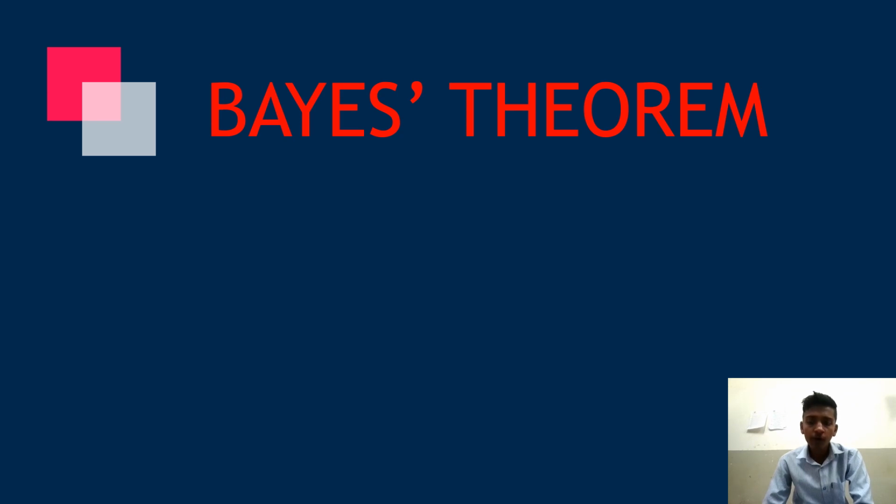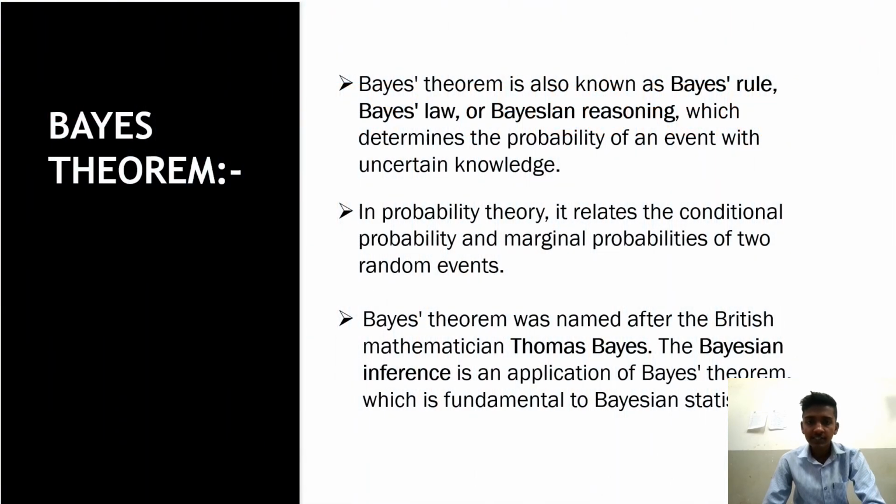Now we will start with our most important topic, that is Bayes theorem. Now we will see the introduction of Bayes theorem. Bayes theorem is also known as Bayes rule, Bayes law or Bayesian reasoning, which determines the probability of an event with uncertain knowledge. In probability theory, it relates the conditional probability and marginal probabilities of two random events. Bayes' theorem was named after the British mathematician Thomas Bayes. Bayesian inference is an application of Bayes' theorem, which is fundamental to Bayesian statistics.